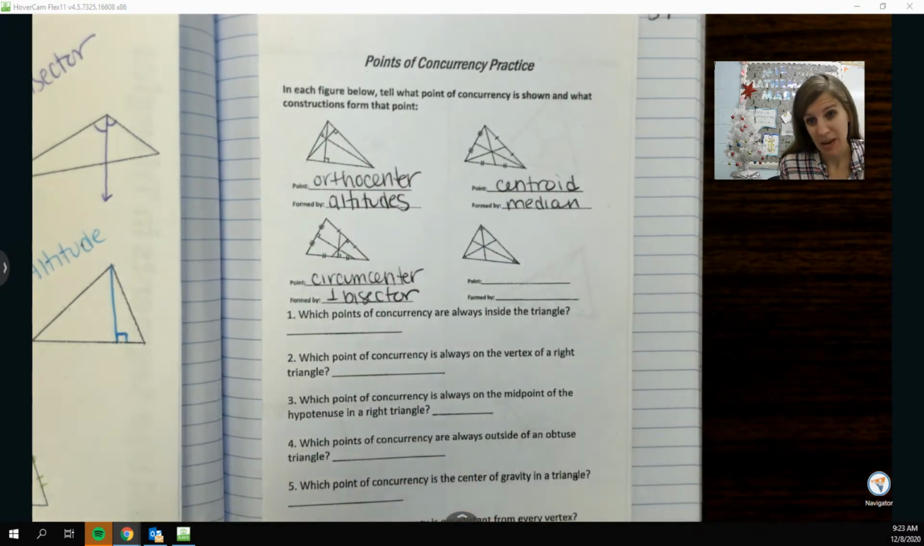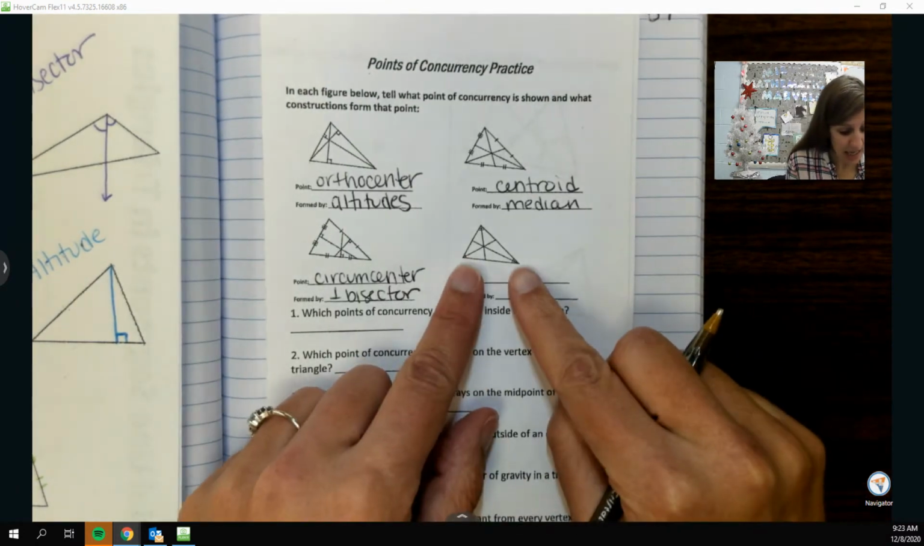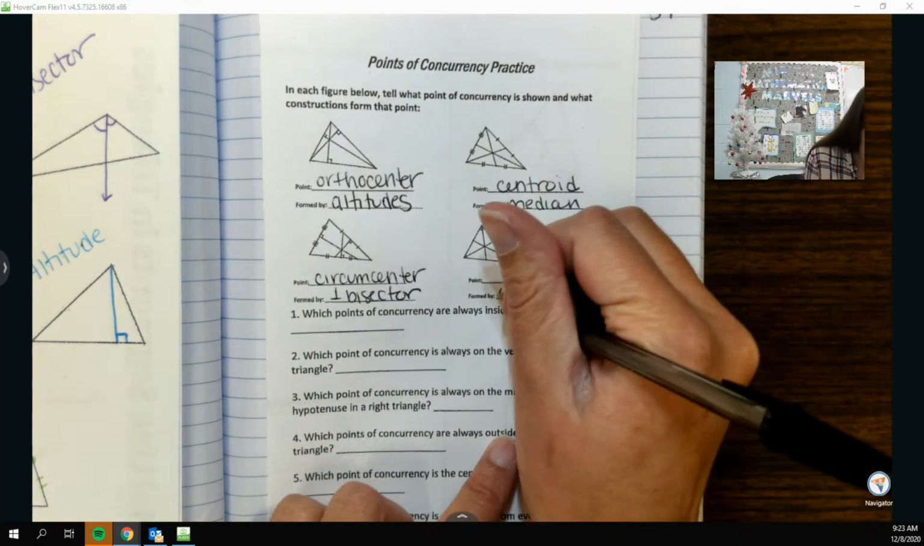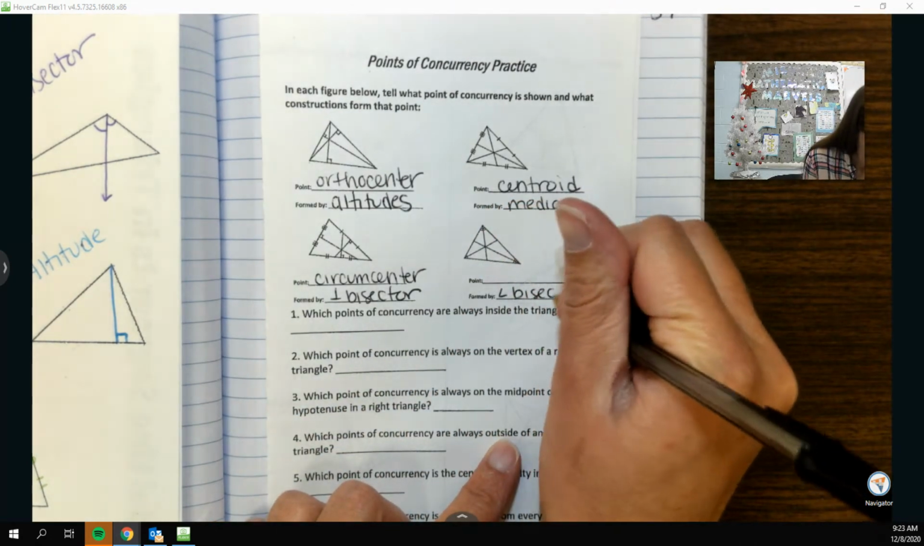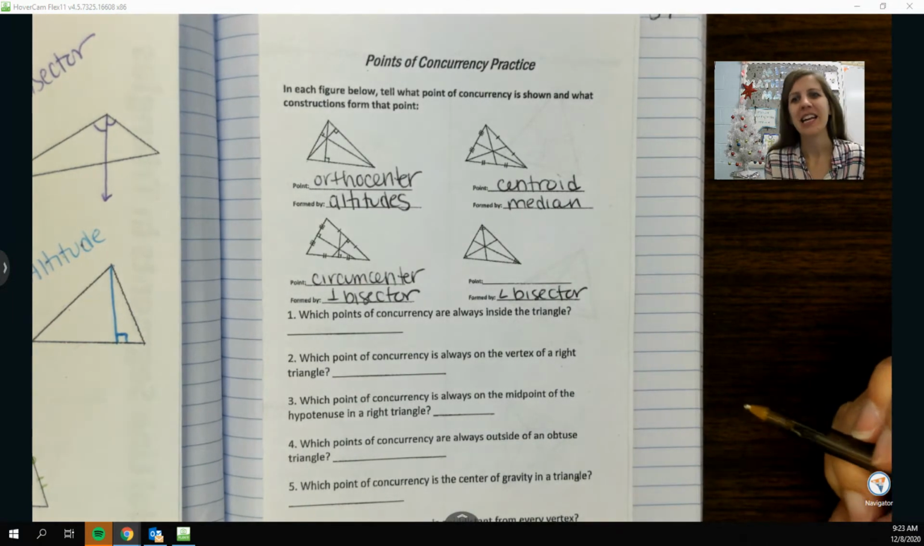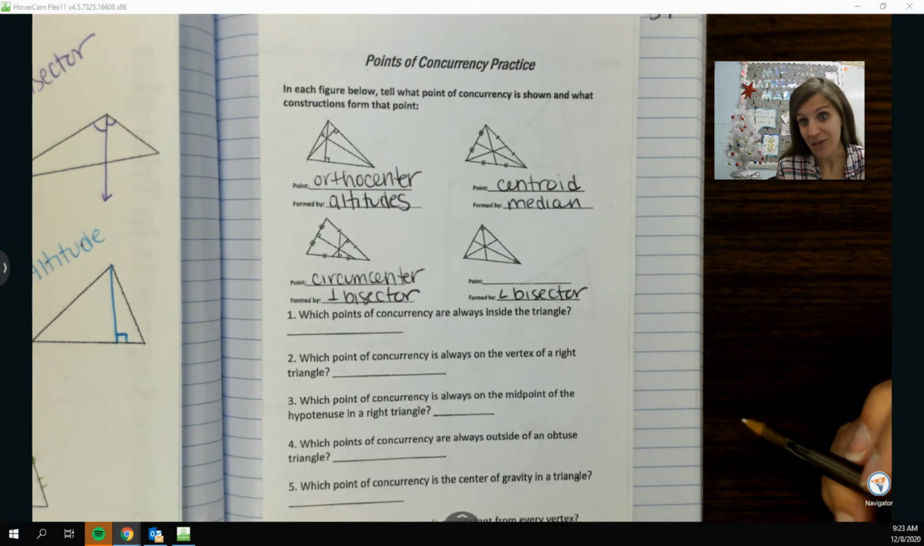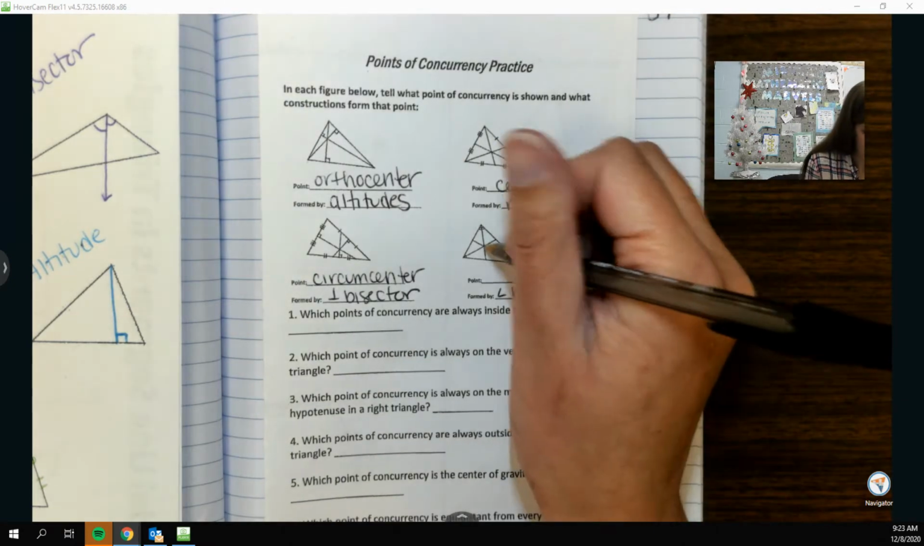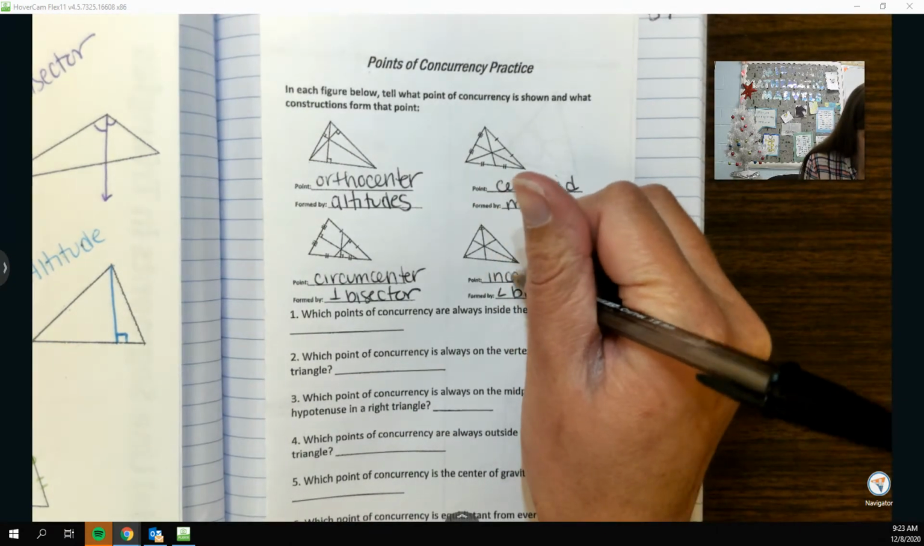And lastly, it makes sense, it'd be the one that's left, but I can tell that these are the angle bisectors because of the rainbows. And when I draw all three angle bisectors, they will always intersect, and I always call that point the incenter.